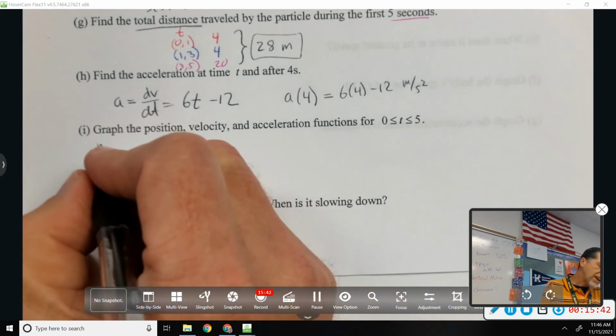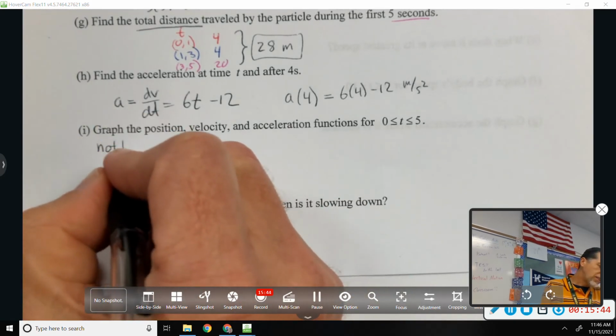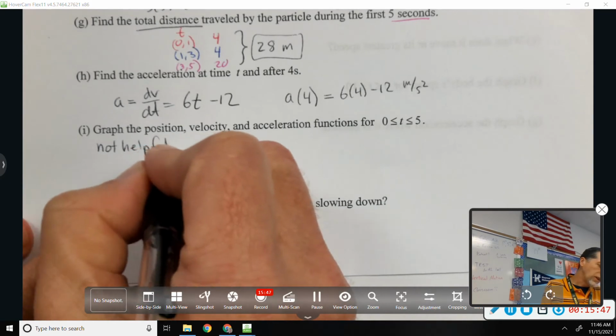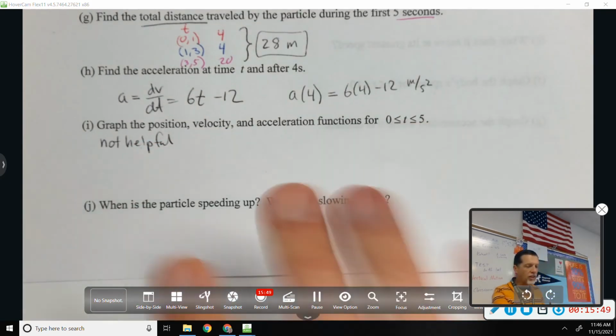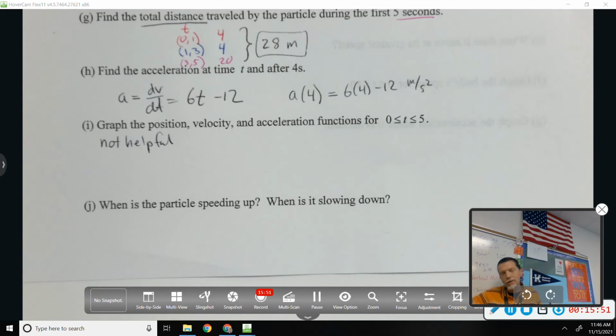For part I, let's just say no, that's not helpful. We're going to pass on that. We will use that space, though, so don't go crazy and block it all out.